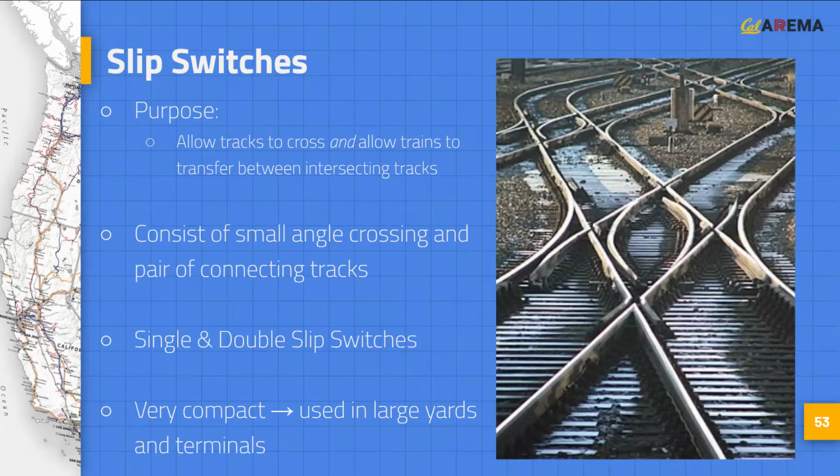Finally, slip switches are used to allow intersecting tracks to cross at grade and allow trains to transfer between intersecting tracks. They consist of a small angle crossing and a pair of connecting tracks placed entirely within the limits of the crossing. Both single and double slip switches exist, where double slip switches allow for full freedom of movement between any pair of tracks. Since slip switches are by far more compact than combinations of diamonds and crossovers, they are commonly implemented in dense yards, passenger stations, and transit applications.